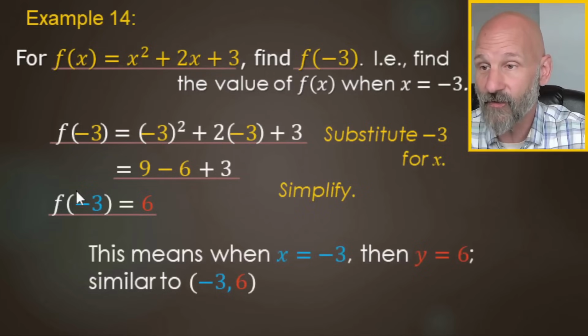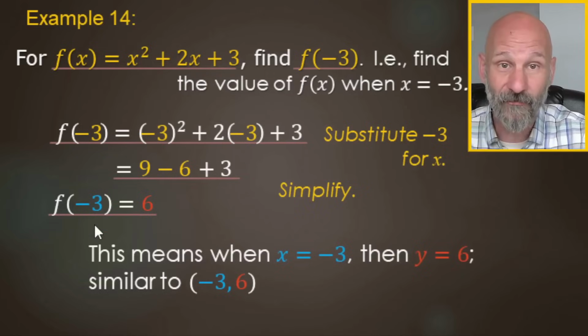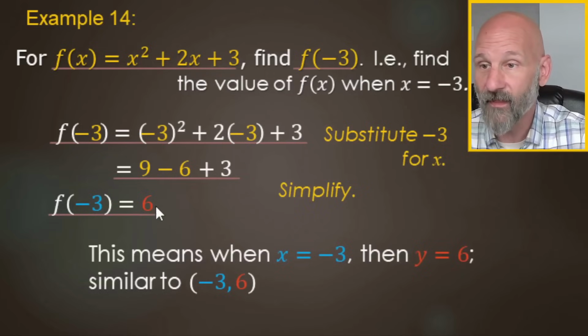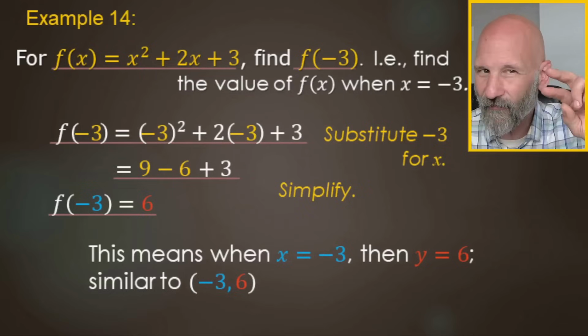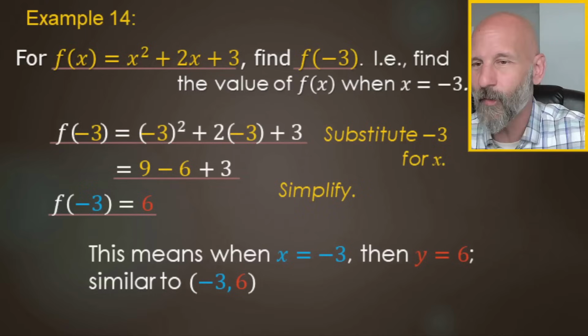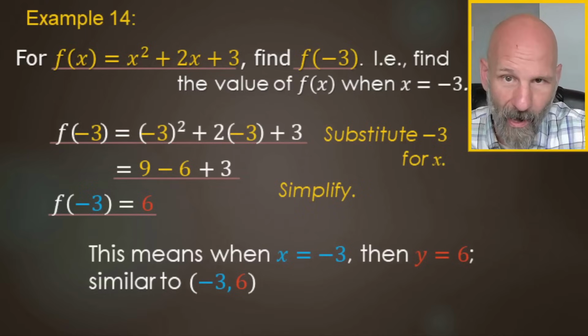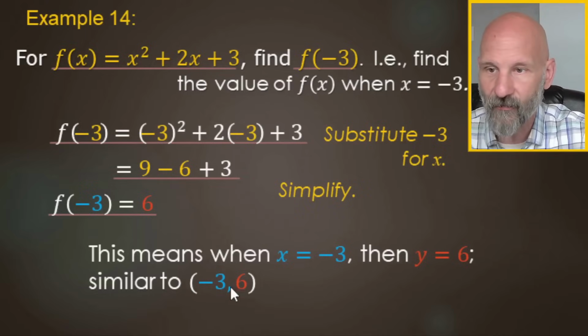So that basically means when the input is negative 3 for this function here, then the output is going to be a 6. So the x is negative 3, the y would be a 6, or the output. And again, f of x and the y are kind of interchangeable for the most part. So if we put it on a graph, that would be the coordinate point negative 3, 6.